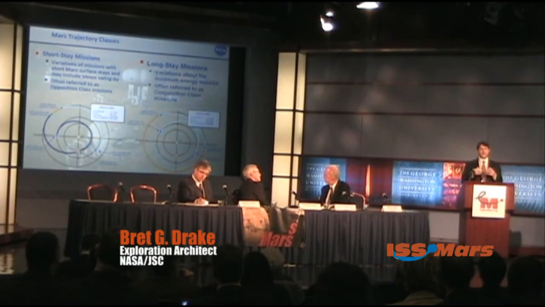So there's a general tendency to try to get to the surface, explore as quickly as you can, and then start that transit back. Generally the transit back involves a Venus swing-by to help you with the trajectory and help reduce the velocity requirements.